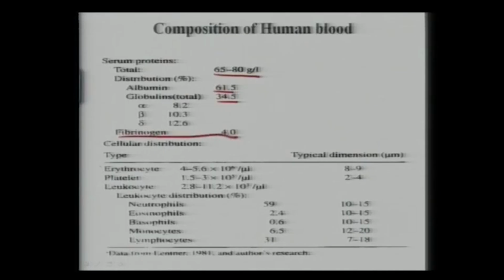Now, blood also contains different cells, as I just mentioned. It is erythrocyte, typically 8 to 9 micron in dimension, and a large number of erythrocytes are available, up to 10 to the power 6. So this number is 10 to the power 6, right? Now, you have the blood platelet, which is there at 10 to the power 5 per microliter, and leukocytes is also 10 to the power 3 per microliter.